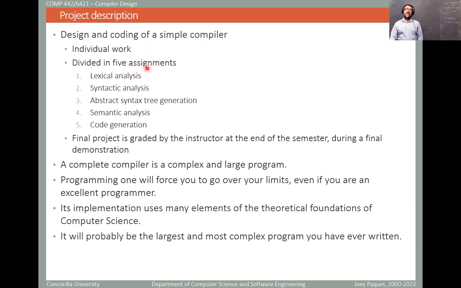It is divided into 5 assignments. First, lexical analysis. Second, syntactic analysis. Third, abstract syntax tree generation. Fourth, semantic analysis. And fifth, and last, code generation. I invite you to look at the deadline for each of these, and you will see that almost every 2 weeks, you have one of these due after it has started.